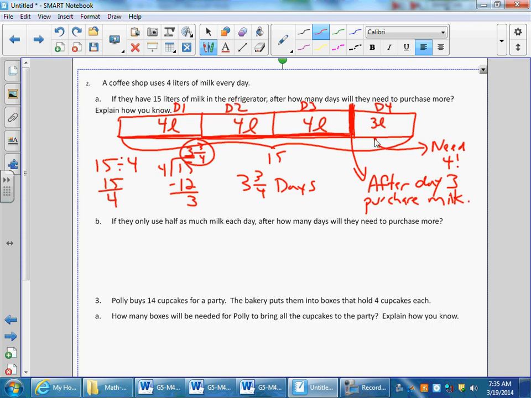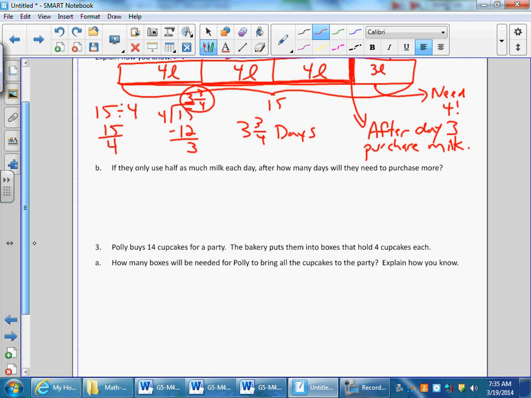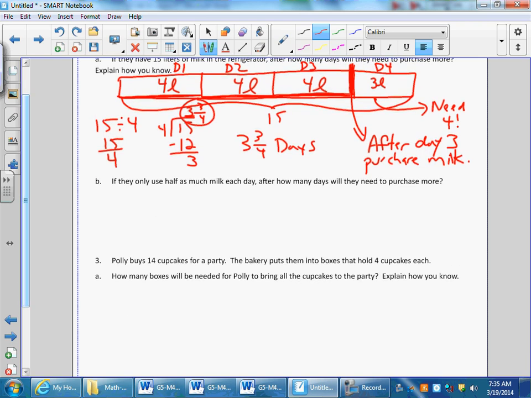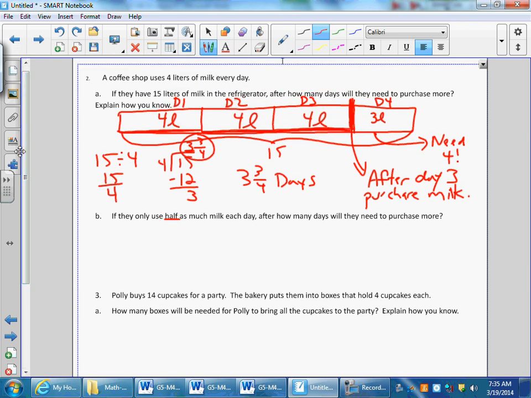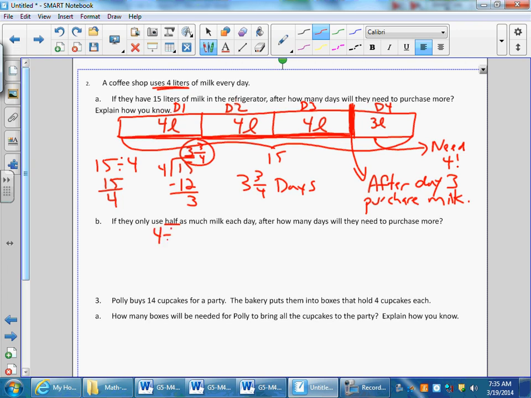Okay, last one for this video. If they only use half as much milk, half as much would be dividing using 4 liters. So I'm going to be using half of that. 4 divided by 2 is 2 liters per day. So that's going to be 15 liters divided by 2 liters per day, or 15 divided by 2.